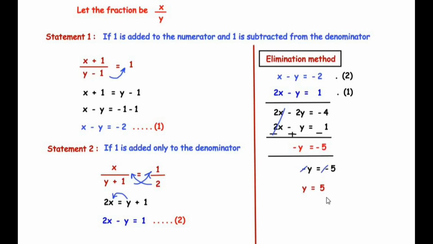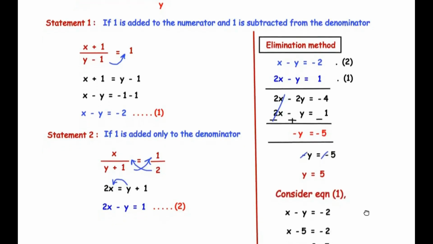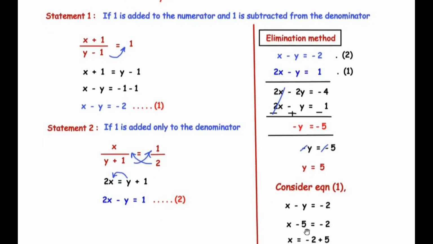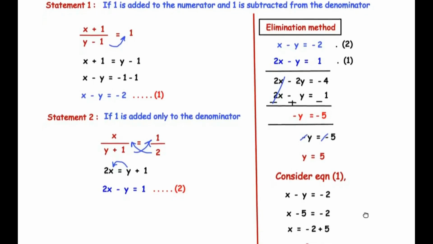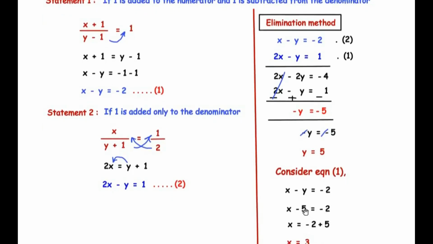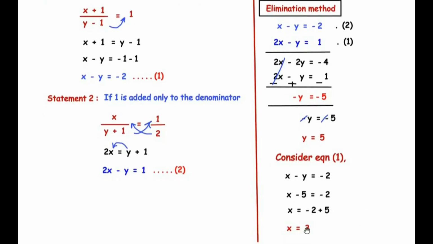So we get y is equal to 5. Now once we have got the value of y, we are going to find out the value of x by using equation 1. So here we have written consider equation 1. Now plugging in the value of y, we get x minus 5 is equal to negative 2. Now taking negative 5 to the right hand side, we get x equal to negative 2 plus 5. Now these two will add up together to give us the value of x, which is 3.